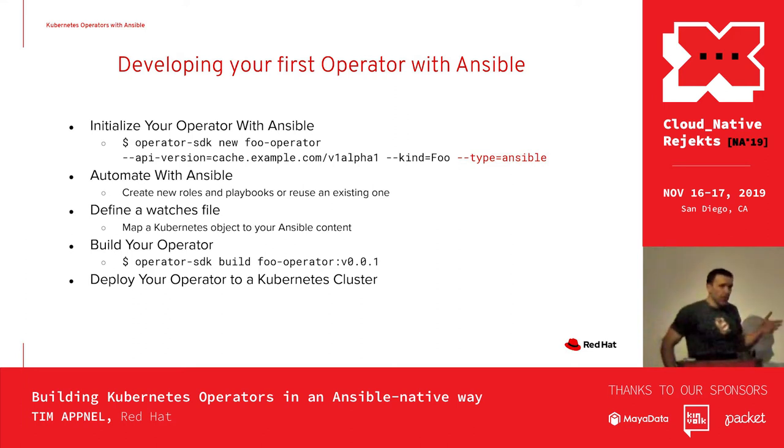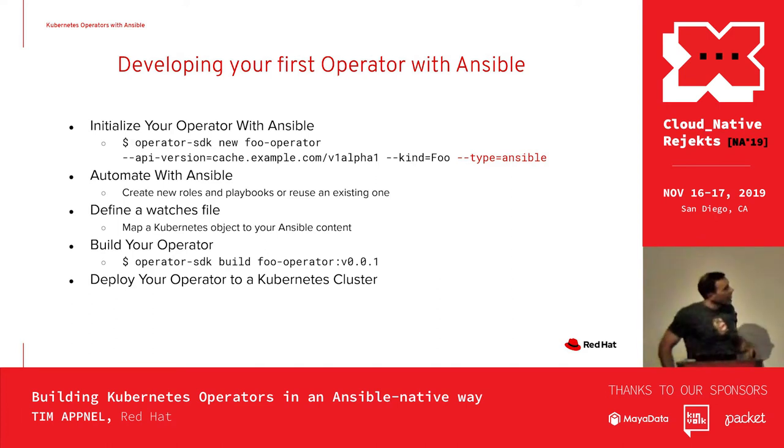So the steps for developing are pretty straightforward. What you need to do is use the Operator SDK, do a new, and give it a few parameters. The key thing is what I have down there in red, type equals Ansible. This will build out an entire skeleton project for you to write an operator using Ansible. It not only creates the directory structure, but it fills out a lot of the files for you and gives you a starting point. It even goes so far as to write tests in Molecule. Molecule is a testing framework for Ansible. This will generate some basic tests for you to start using to unit test your operator itself.